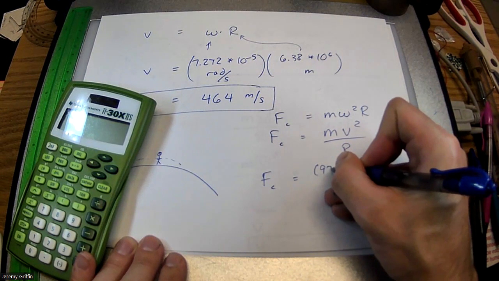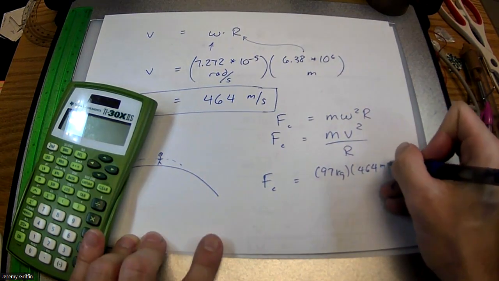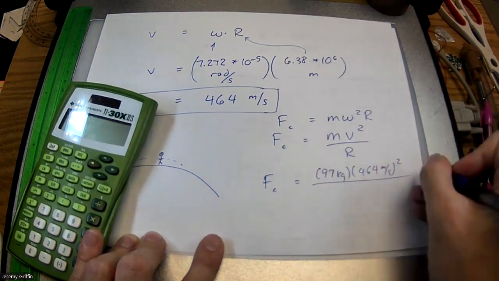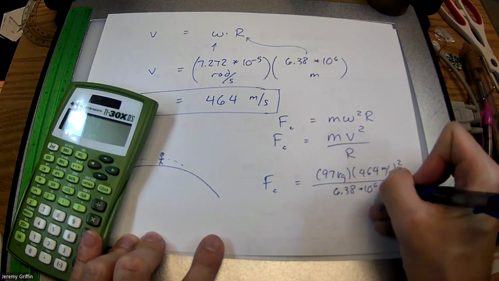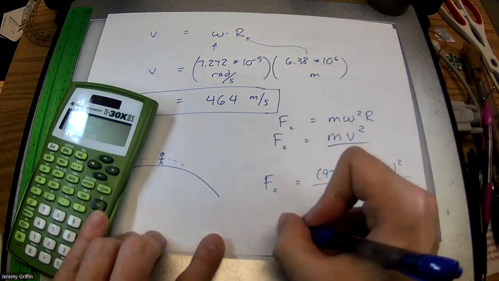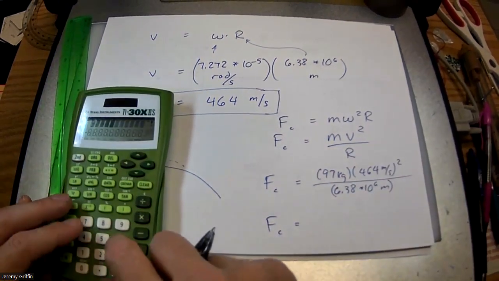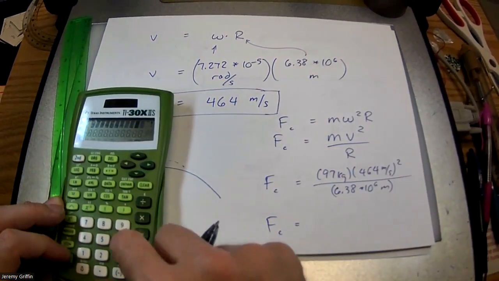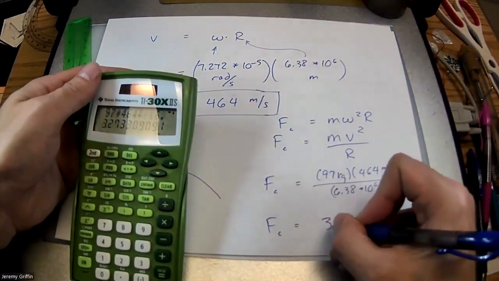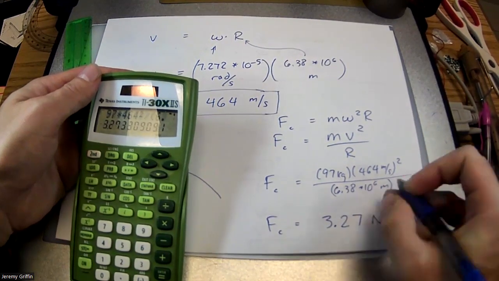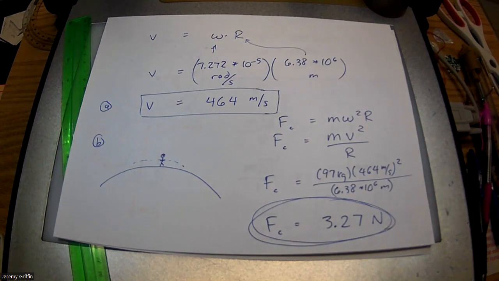So I got 97 kilograms, that's from before. I got 464 meters per second. Square that speed, divide by 6.38 million meters. Okay, we've got to get the centripetal force. 97 times 464 squared divided by, yeah, we got 3.27 newtons. 3.27 newtons. Okay, that's the answer to question B.